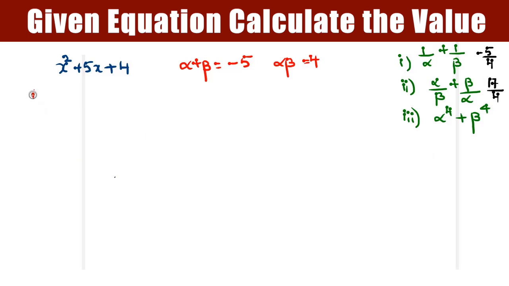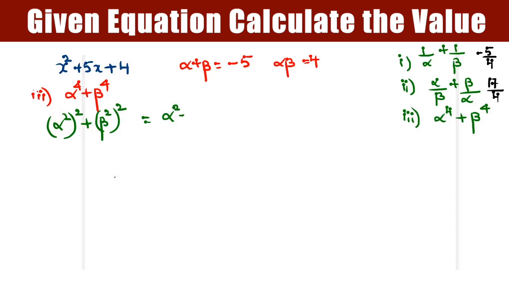The third was alpha to the power 4 plus beta to the power 4. Now treat this as alpha square the whole square plus beta square the whole square. We just now wrote the formula. A square plus b square is nothing but a plus b the whole square minus 2ab. So here a itself is alpha square. So alpha square plus beta square the whole square minus 2 alpha square beta square. Now in this numerical, we have already calculated the value of alpha square plus beta square in the previous step, and we knew that value is going to be 17.